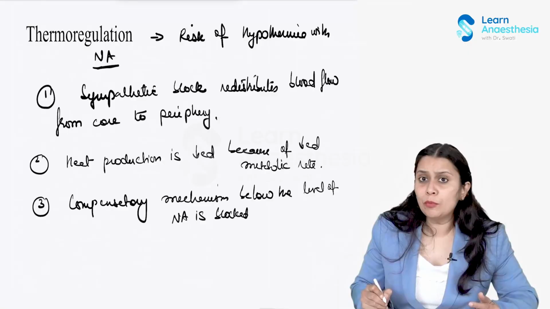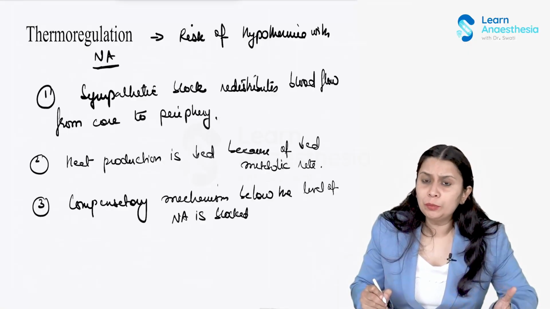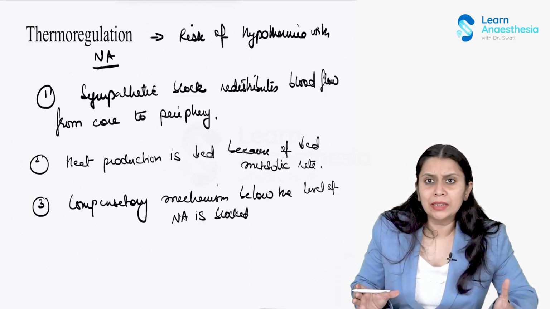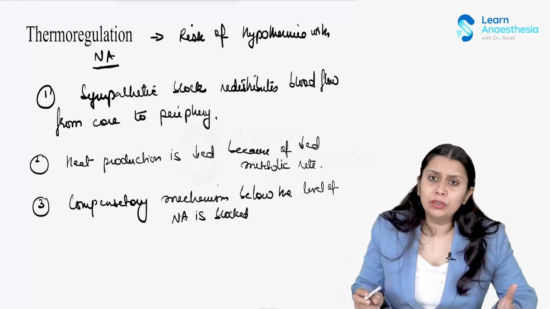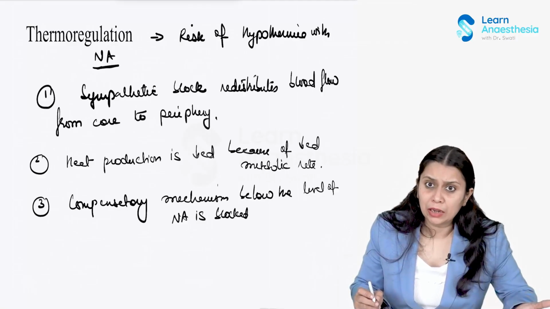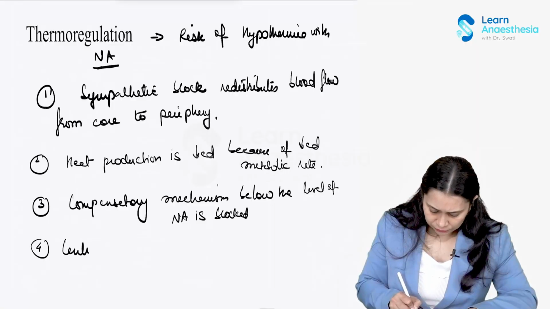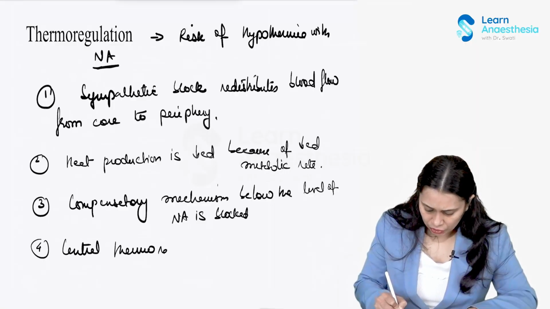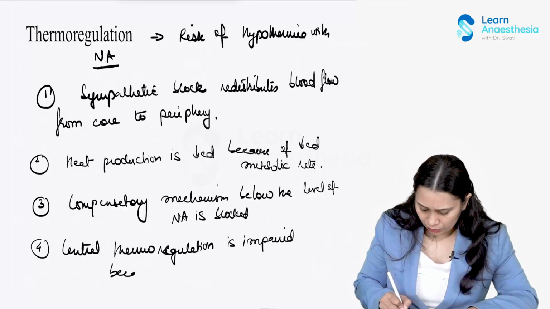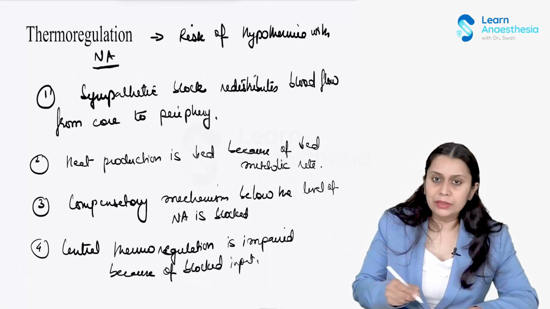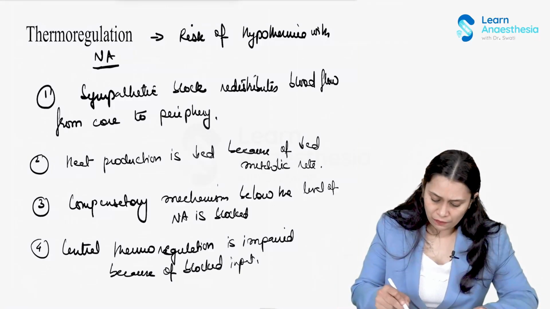And the central thermoregulation is also impaired because of the decreased thermal input from the blocked area. So a number of times under neuraxial anesthesia, the patient is not even aware of the hypothermia because of the less input to the central thermoregulatory center, the hypothalamus. So central thermoregulation is impaired because of blocked input. Got my point? These are the mechanisms by which the risk of hypothermia is there.